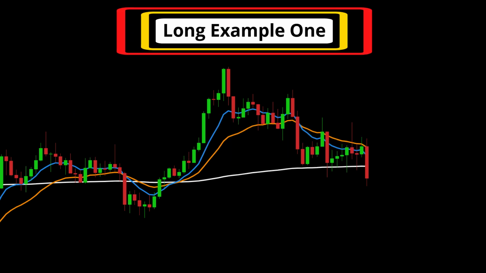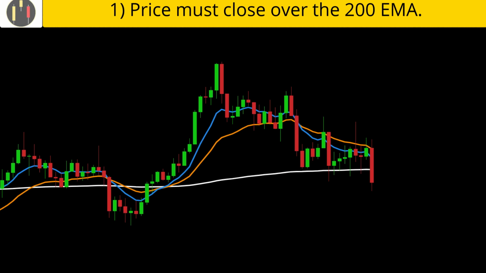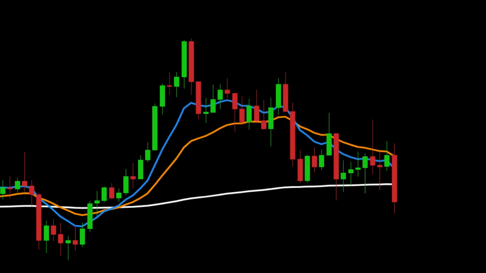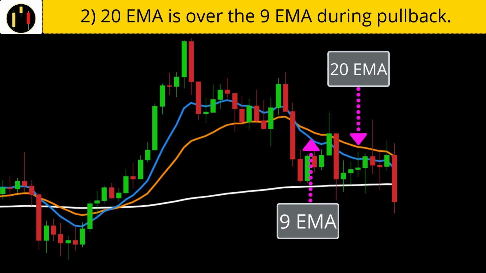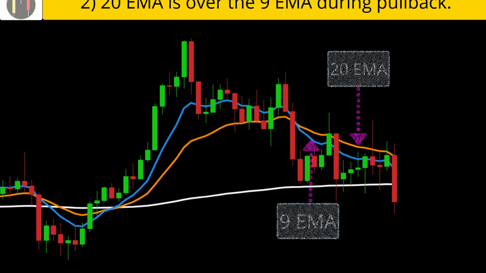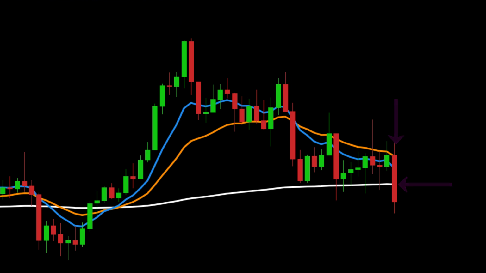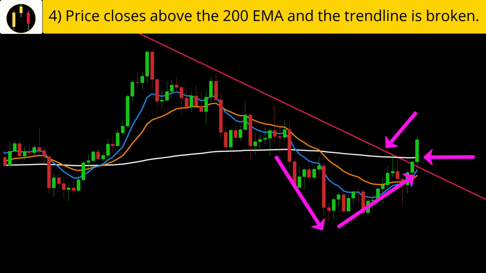The rules to enter a long on the Easy 3 are: first, price must close above the 200 EMA in white. Second, the pullback must cause the 20 EMA in orange to be over the 9 EMA in blue. Third, price must close below the 200 EMA during the pullback. Finally, price must close back above the 200 EMA in white and break the upper trend line of the pullback.